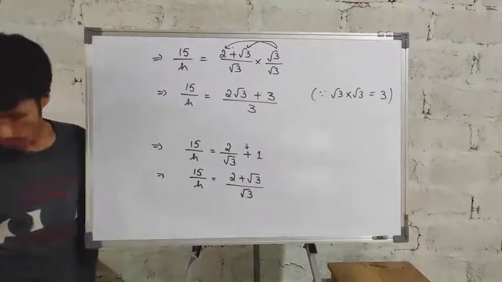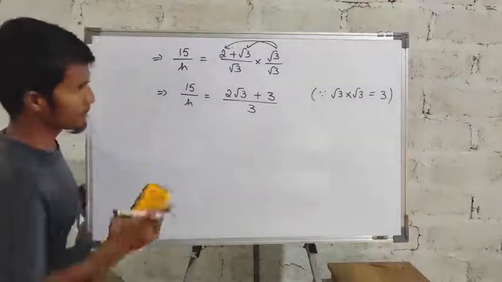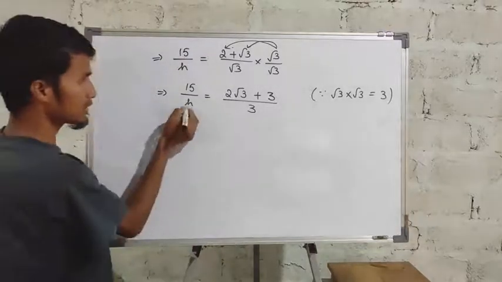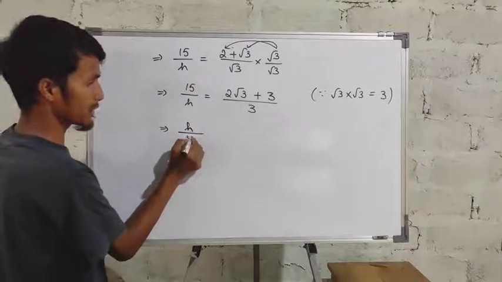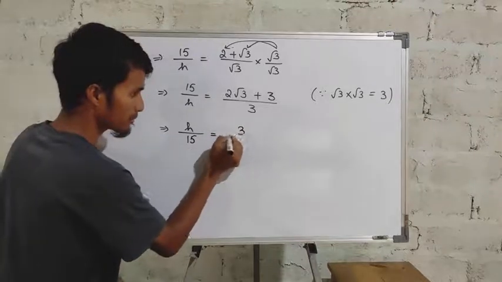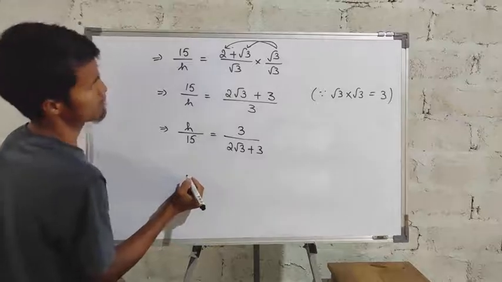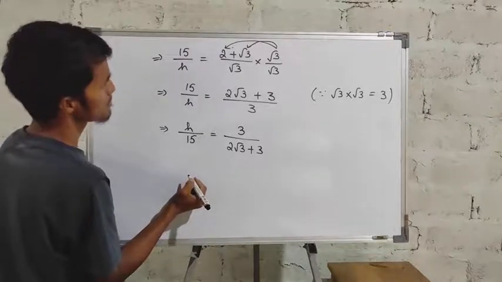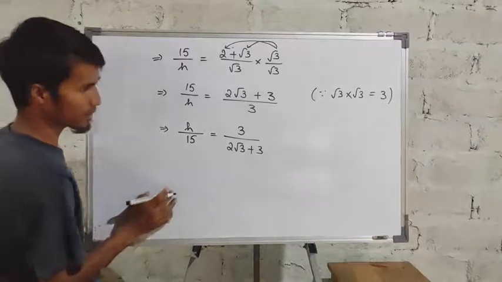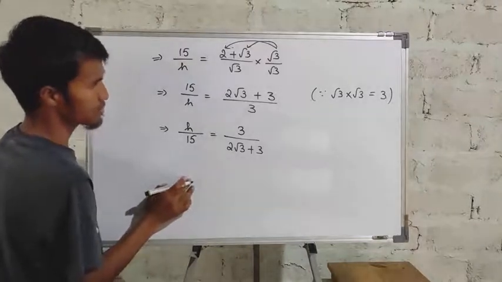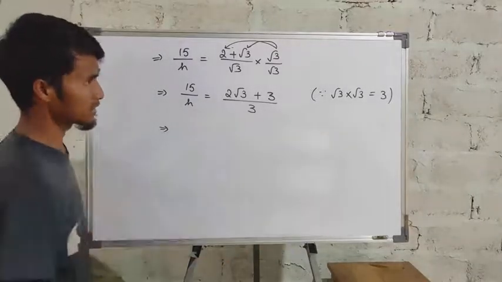Now we can do it. Now we can interchange it. Now we need h. Look at this. Interchange h up, then 15 down. Then this will come up, and this will come down. 2 root 3 plus 3. But if this is the case, then again we have to rationalize, again and again.